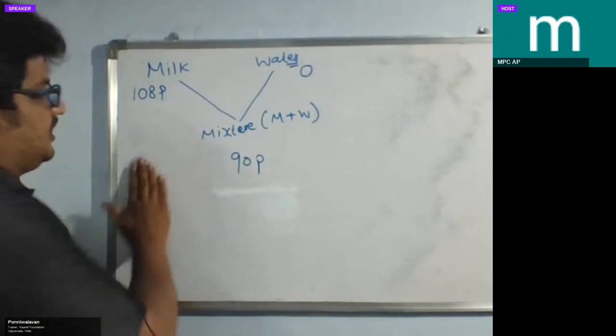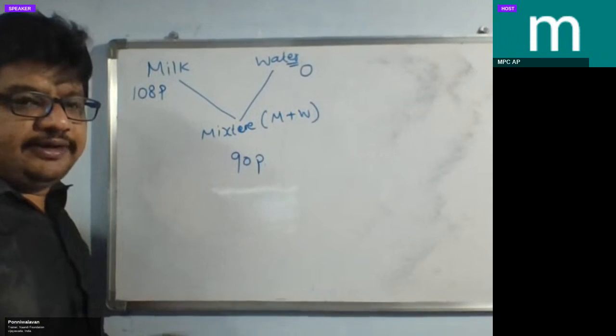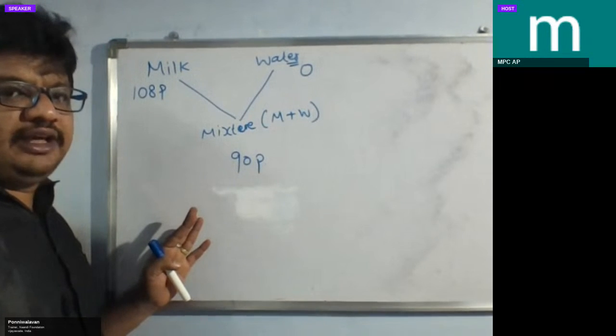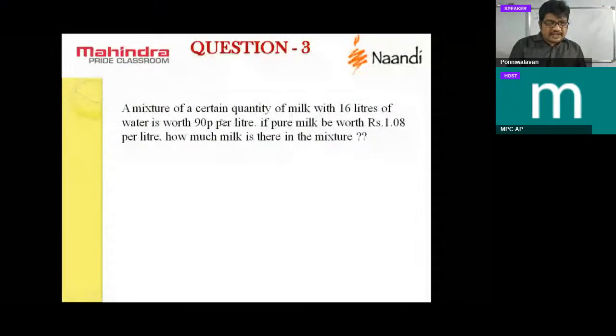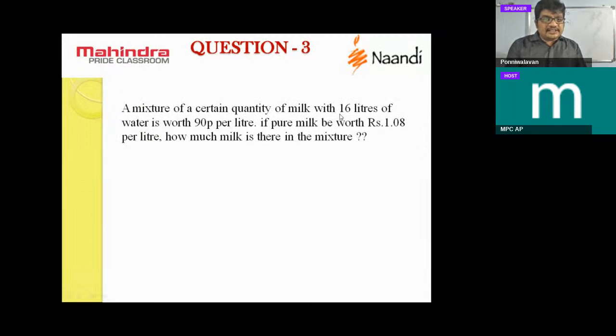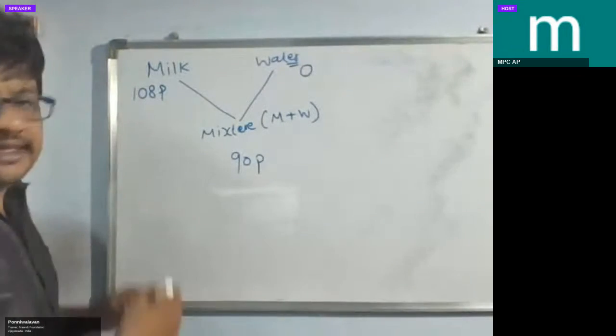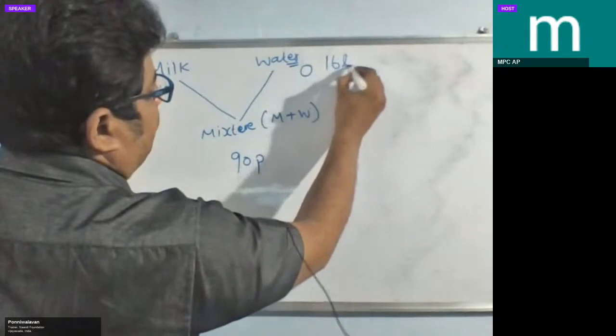Okay, so it's not 16. Consider that as 0 rupees. Okay, listen, read the question carefully. I will explain it once again. A mixture of certain quantity of milk with 16 liters of water. So totally how many liters of water did they mix? They mixed 16 liters of water.